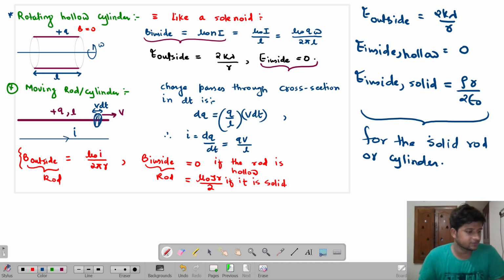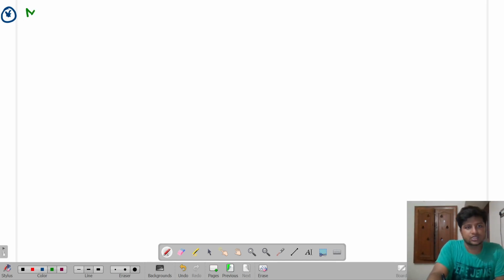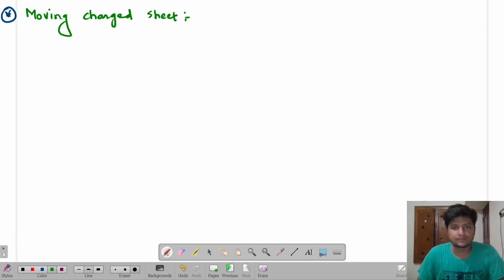Can I move ahead? Now give the heading. Last part, that is the moving charged sheet. Heard or not? So let's suppose I have a sheet.